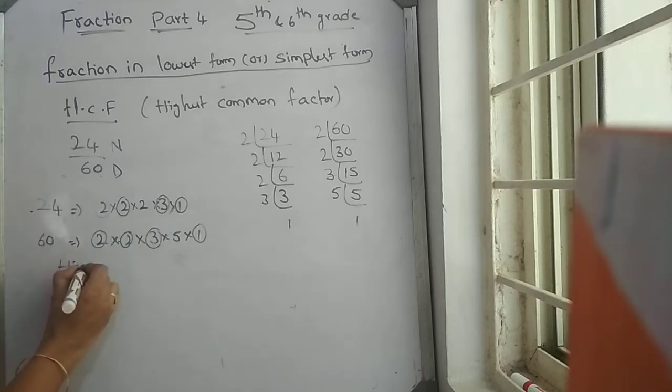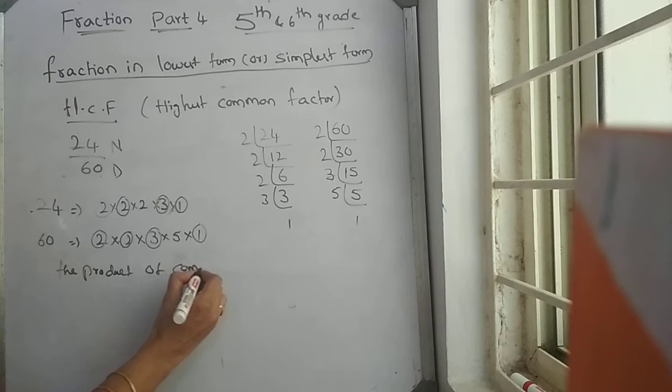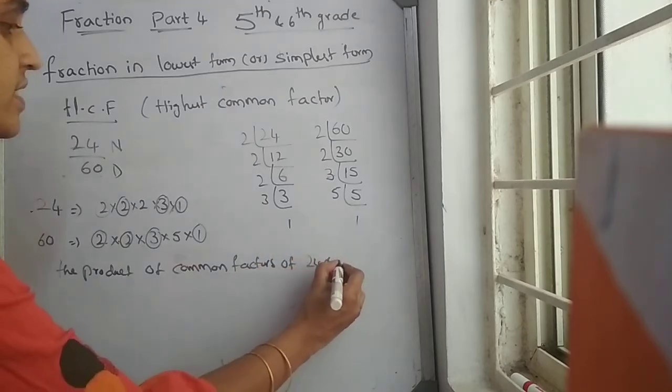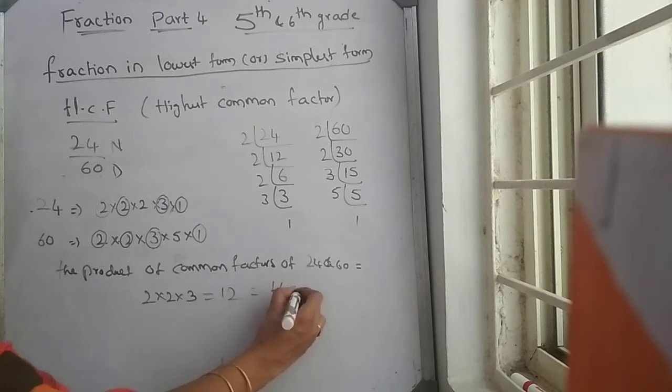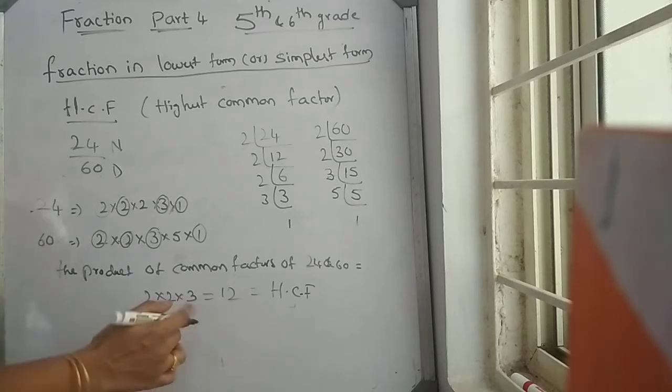So the product of common factors of 24 and 60 equals 2 into 2 into 3. 3 2s are 6, 6 2s are 12. See, this product of common factors is called HCF, the highest common factor. What is the highest common factor of this one? 12. Now clear, right?